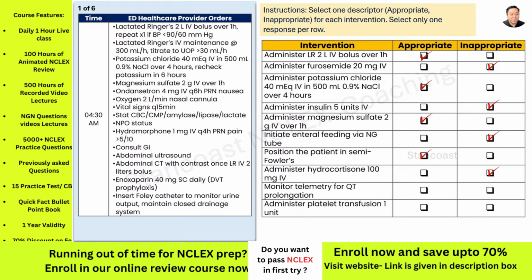We have monitor telemetry for QT prolongation. This is appropriate. We are going to continue the cardiac rhythm monitoring continuously and closely because the patient already has a corrected QT interval of 440 milliseconds. And take note that the patient has hypokalemia and hypomagnesemia, and both of these electrolyte imbalances will increase the risk for life-threatening arrhythmias. Now, I want you to pay attention to that corrected QT interval.